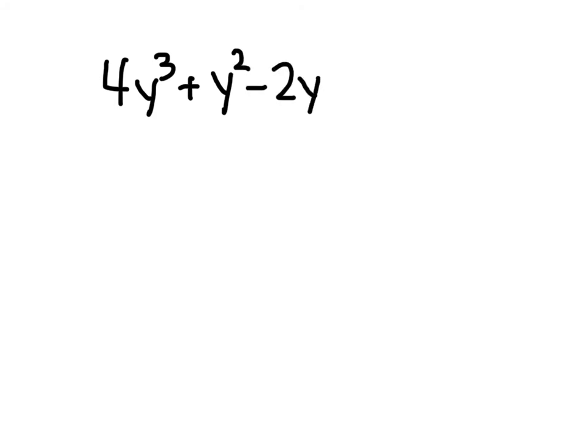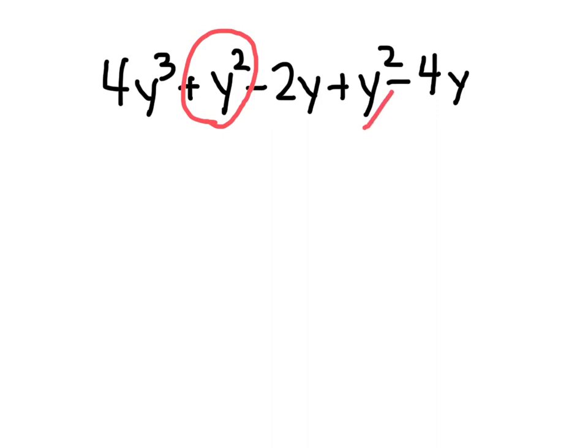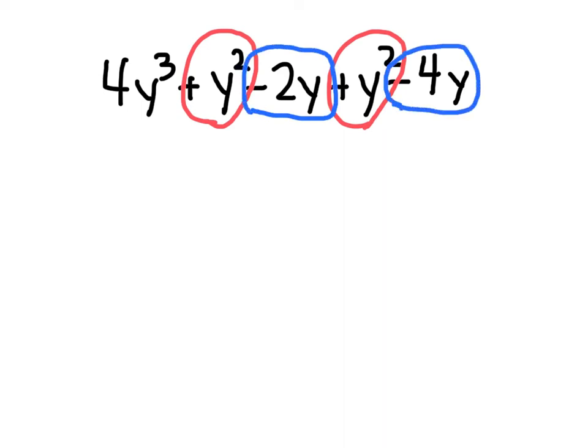All right, let's do one more. Okay, let's combine our like terms. Let's simplify this. All right, here I have a plus y squared, and here I have a plus y squared. Here I have a minus 2y, here I have a minus 4y. And notice that the 4y cubed, there's nothing to combine it with. It's by itself. So that's not going to change.